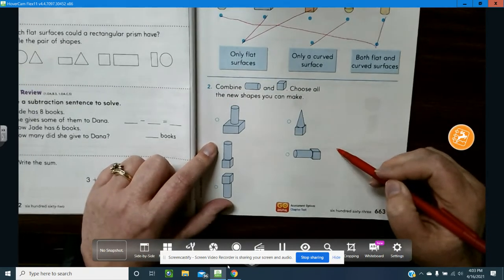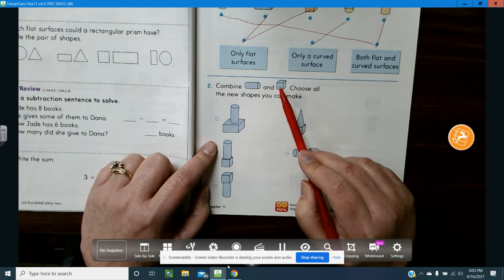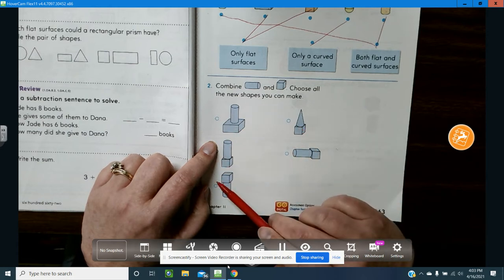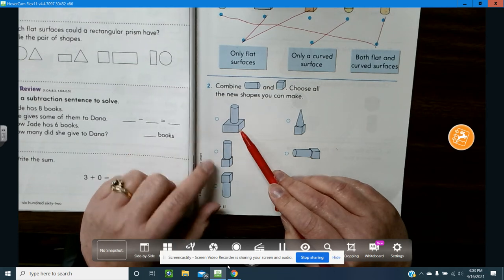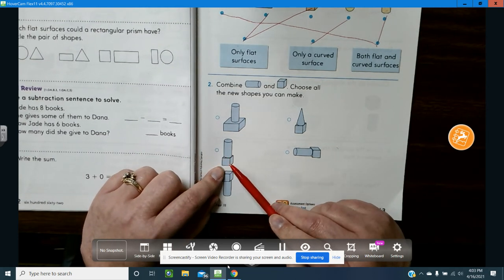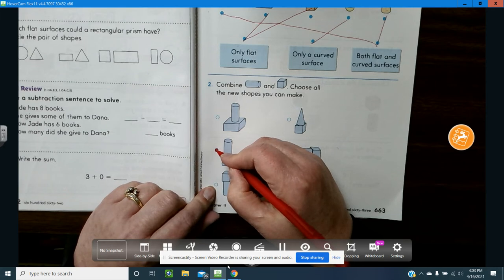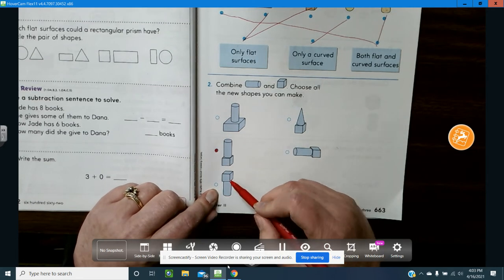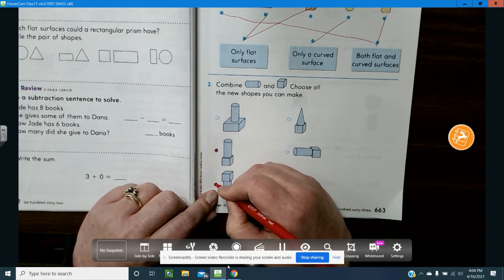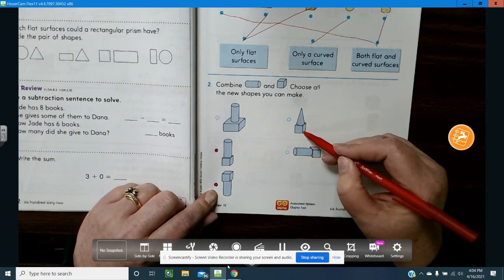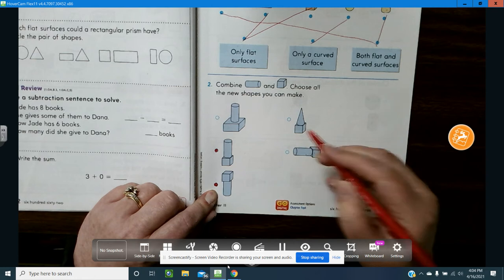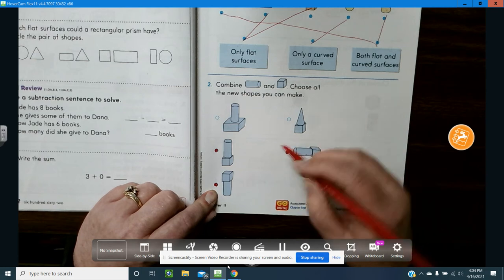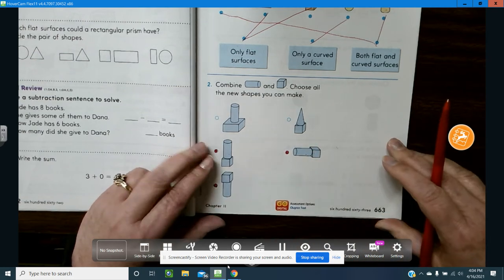Down here on number 2, you're going to use a cylinder and a cube and make a different shape with them. This is a cylinder and a rectangular prism. Does that work? No. This is a cylinder and a cube. Yes, that works. This is a cylinder and a cube. That works too. This is a cone and a cube. No. This is a cylinder and a cube. There's another time that it works. So they just put them in different places, but they stuck those 2 together.